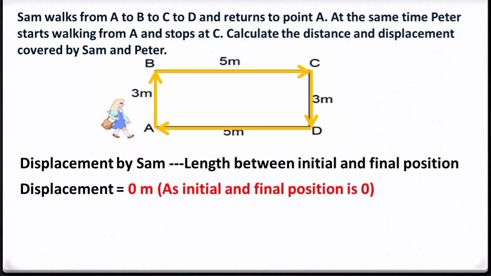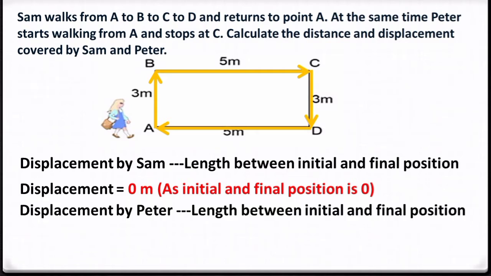Whereas Peter started from point A and stopped at point C. So the initial position is A, final position is C. We have to measure the length between A and C. That means we have to measure AC.